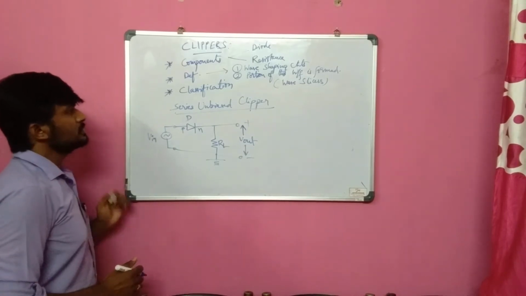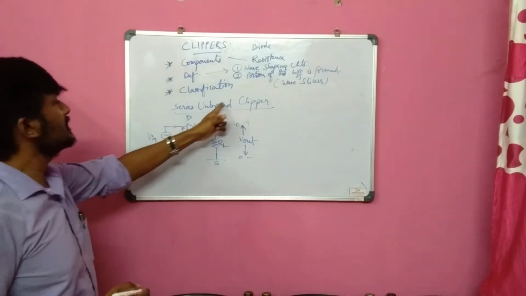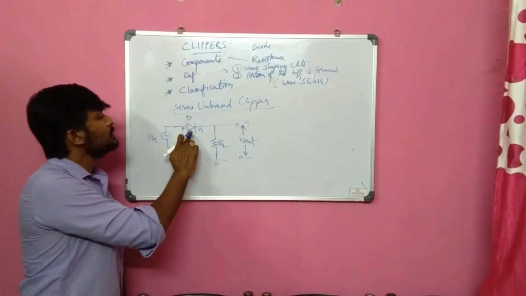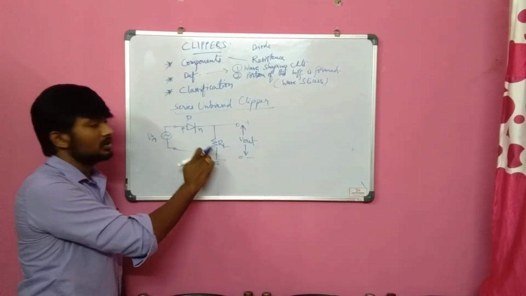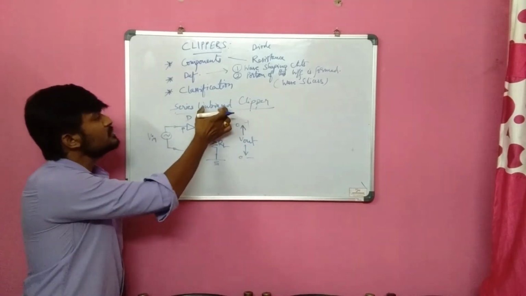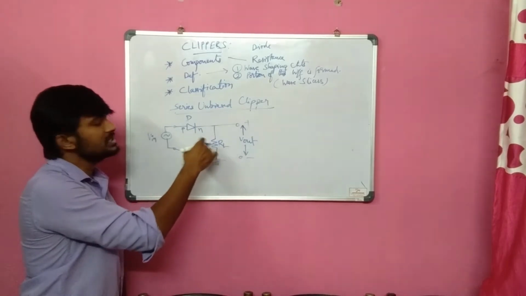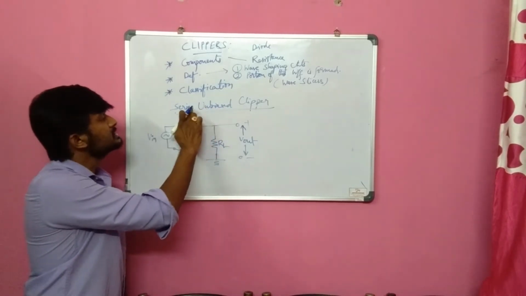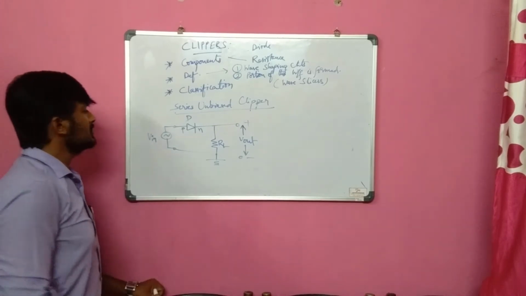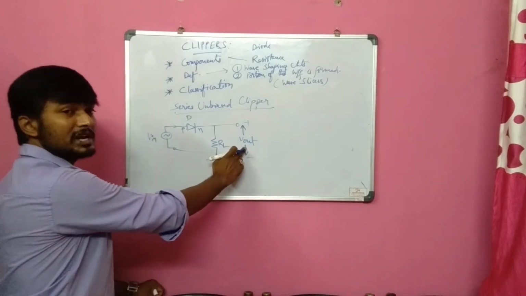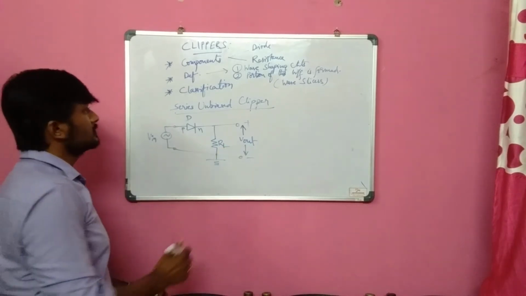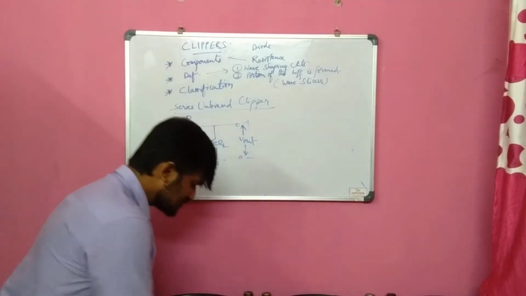So let me draw the waveform. This is called a series unbiased clipper. As per the definition, a series clipper means the diode is connected in series with the output. What about unbiased? There is no DC battery in the circuit. Therefore, it is called a series unbiased clipper. First let me draw V in, then I will analyze the circuit and draw the corresponding V out waveform.